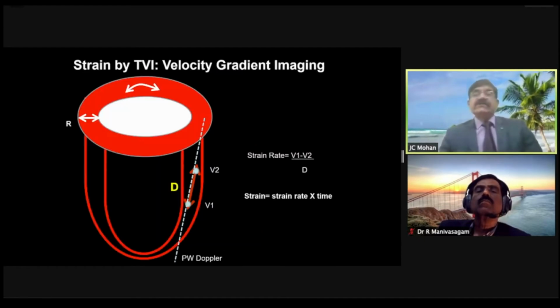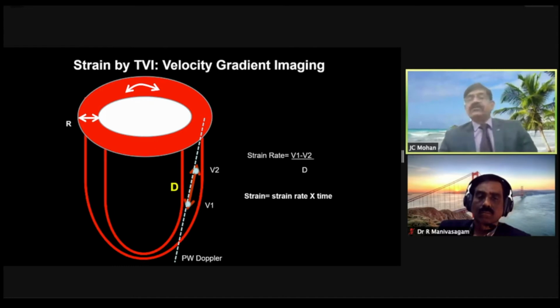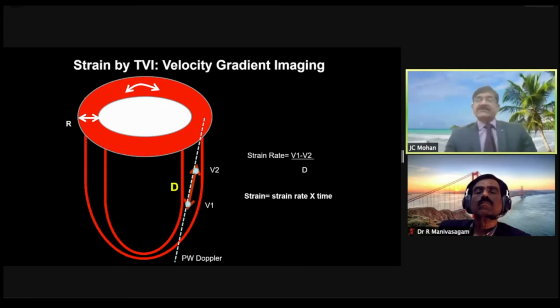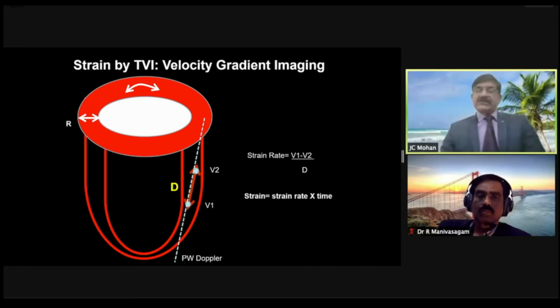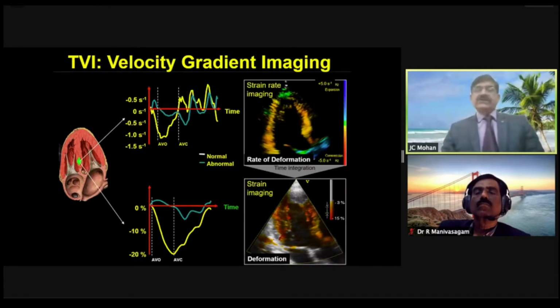The tissue velocity imaging strain was the one which was initially introduced in the late 90s, and it was dependent on velocity gradient imaging. At the 2 ends of the sample volume which you placed on the myocardium, one could get the velocity difference and divide by the length of the sample volume to get strain rate. And when multiplied by the time, that would give you strain. So this was the whole premise of strain rate imaging and strain imaging by tissue velocity imaging.